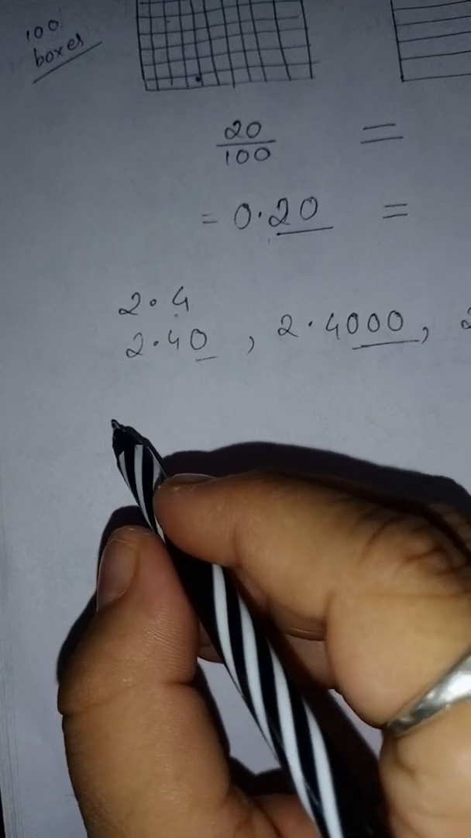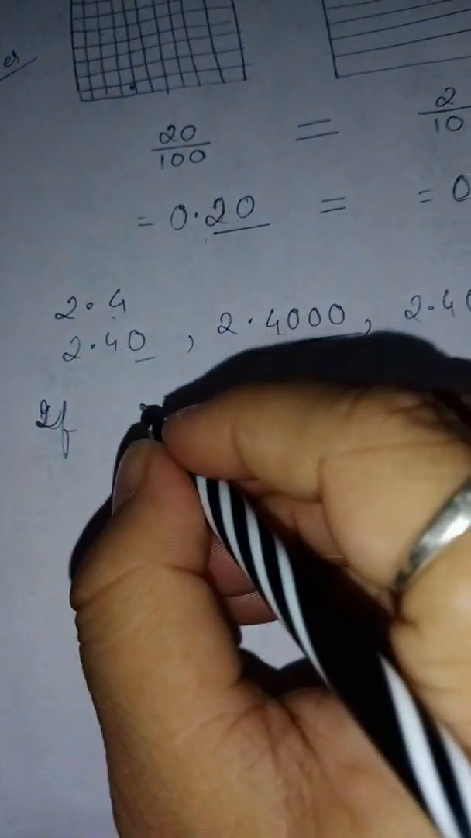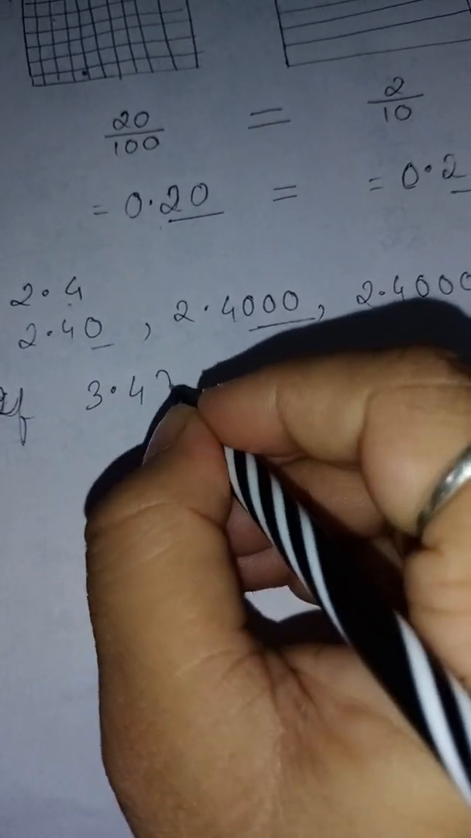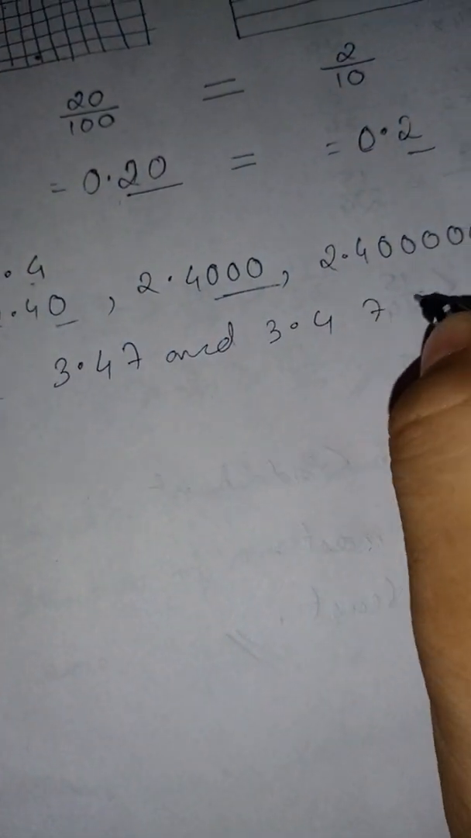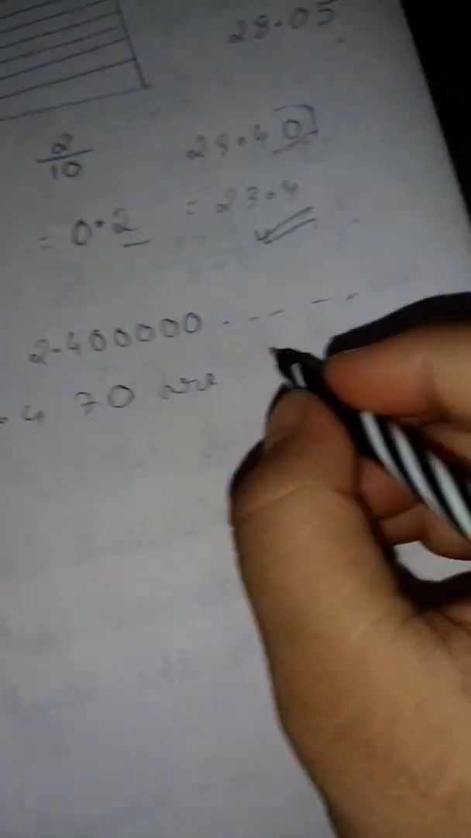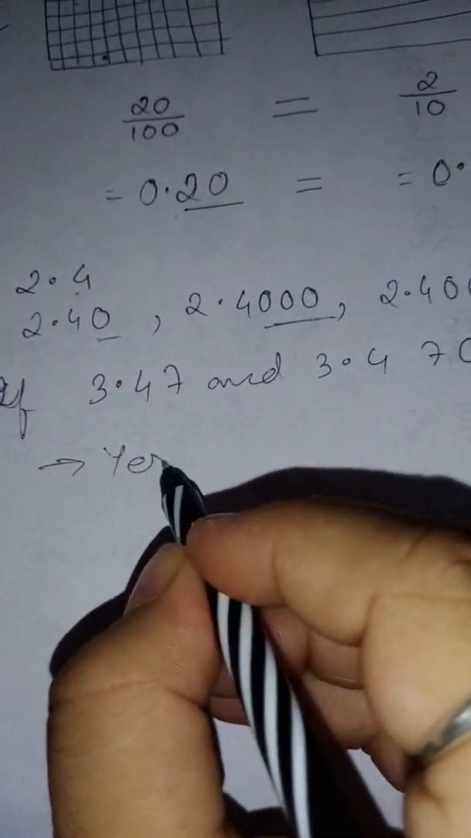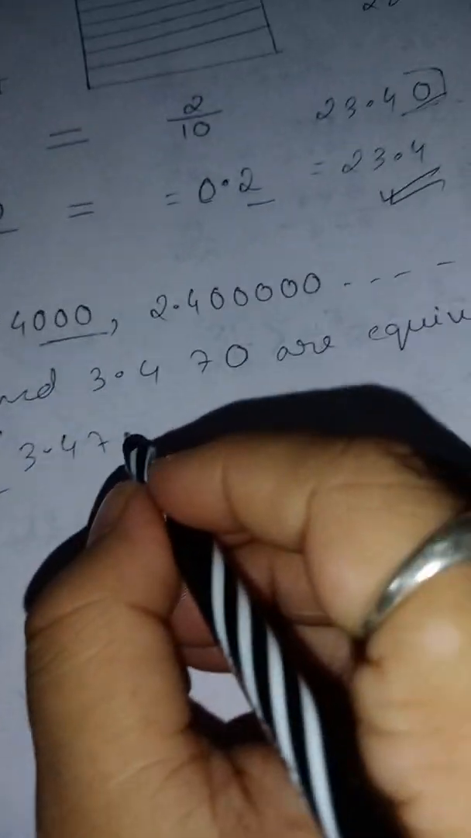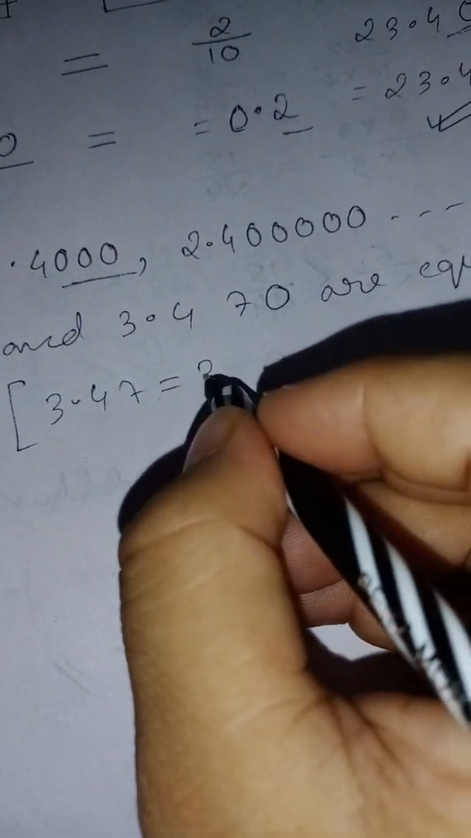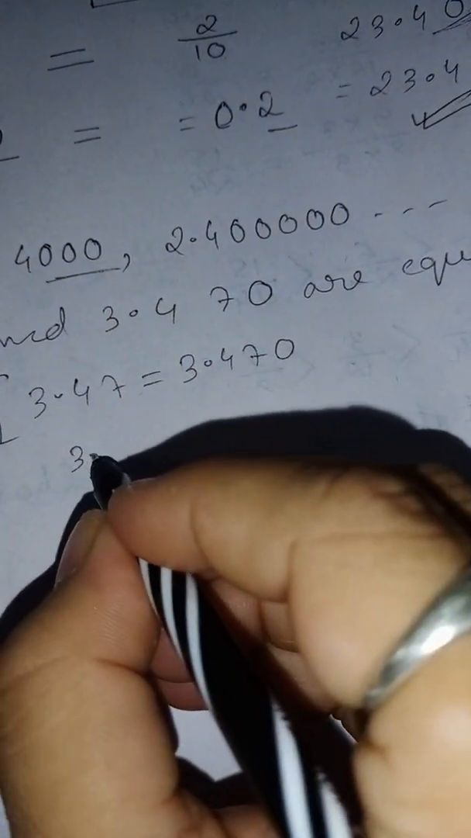So if I ask you if 3.47 and 3.470 are equivalent, the answer will be yes, because 3.47 can be written as 3.470. Or you can take it like this, say 3.47.